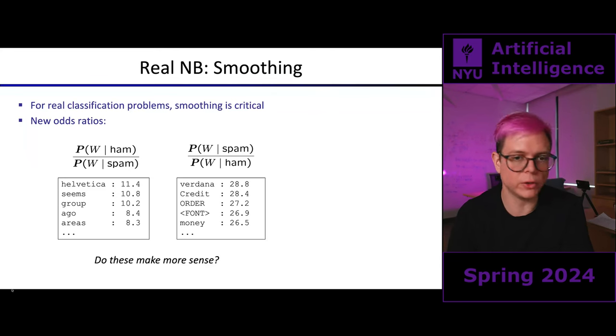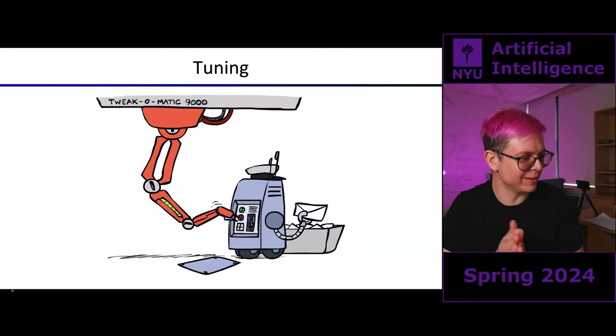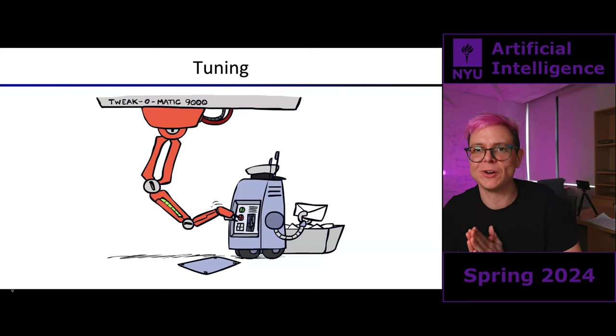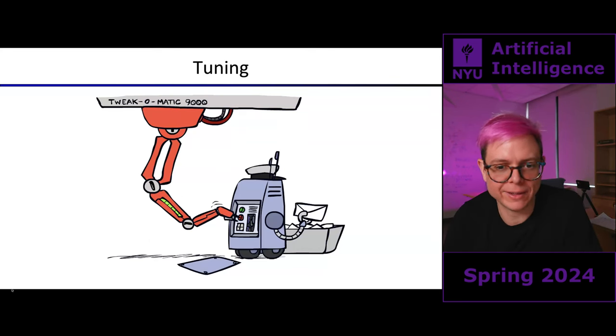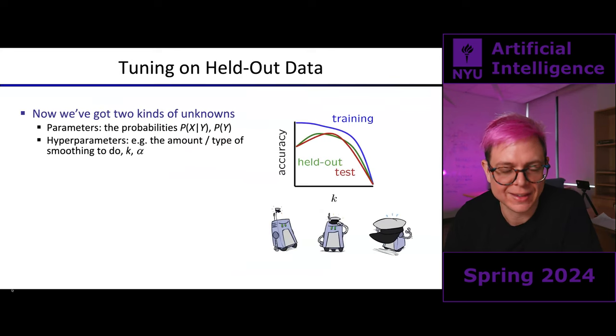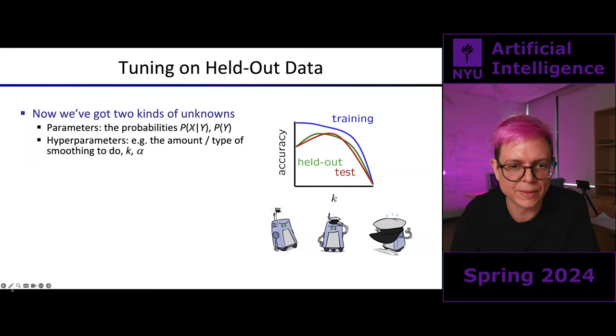All right, so tuning. Maybe we actually finish this deck of slides today. Yes, two more slides, then I'll let you go. So tuning, tweak-o-matic. I like this slide. So how does it work? Now we've got two kinds of unknown parameters: the frequencies, the empirical probabilities for the features given the specific class, and the priors. And then we have the hyperparameters, for example, the amount and type of smoothing. So K. I think alpha was the count, I don't know why it's here.